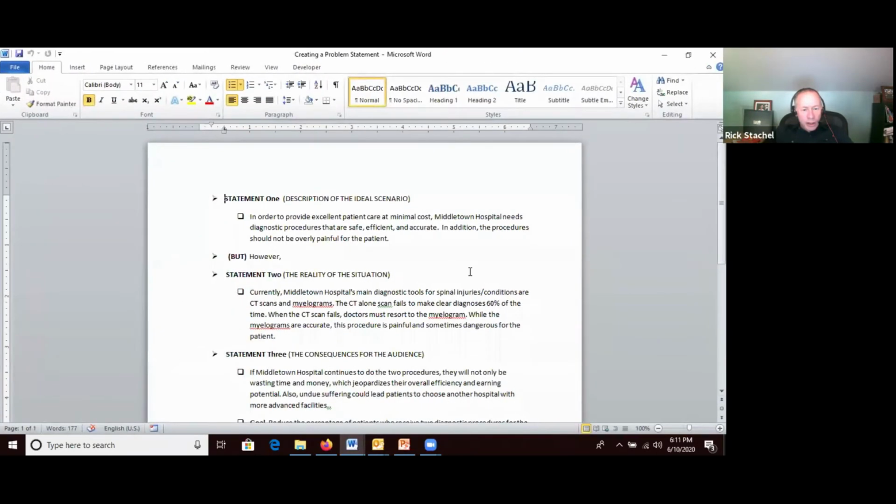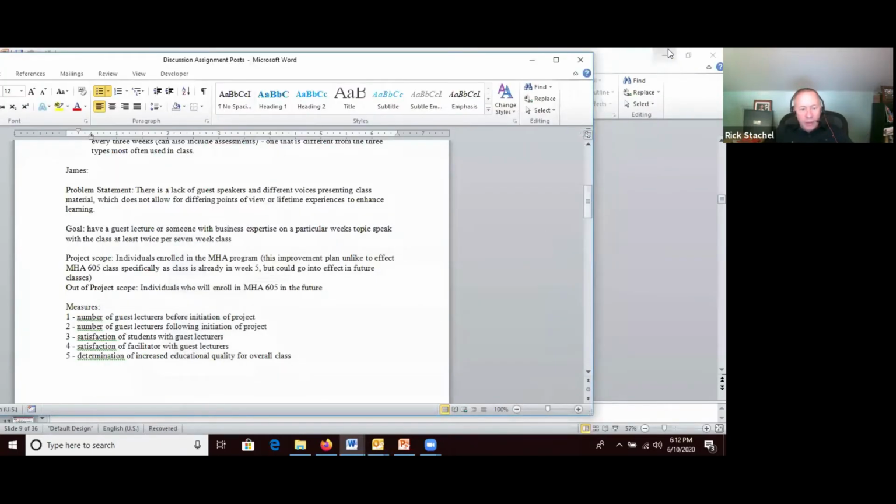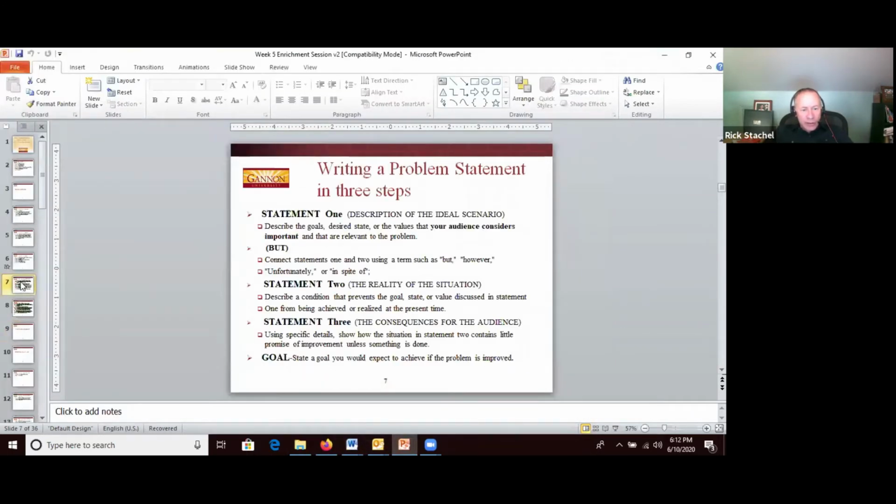Number 3 should really be the consequences for the students, which you have in mind. You have that particular group in mind, of course. Not only be wasting time, but what is the thing that if it's not corrected, what would happen? So that's what we kind of want to focus on. So in this particular one, we say statement 3 is using specific details show how the situation in statement 2 contains little promise of improvement unless something is done, right? That might be a little bit hard to kind of quantify.